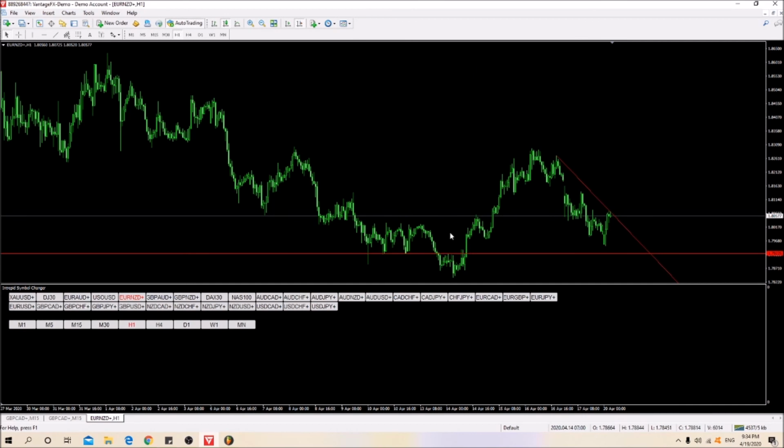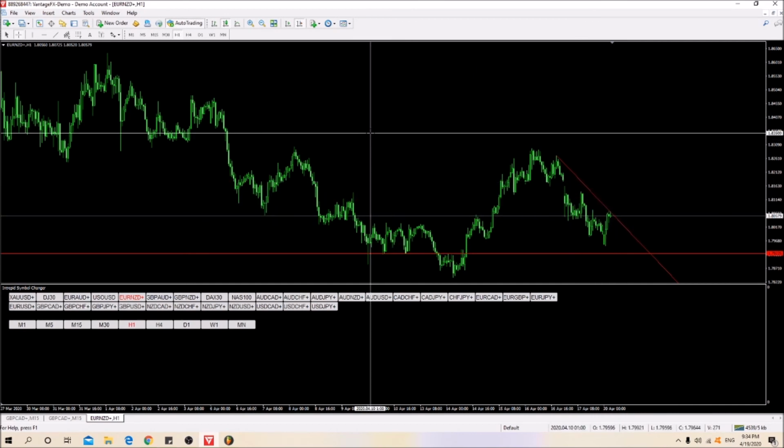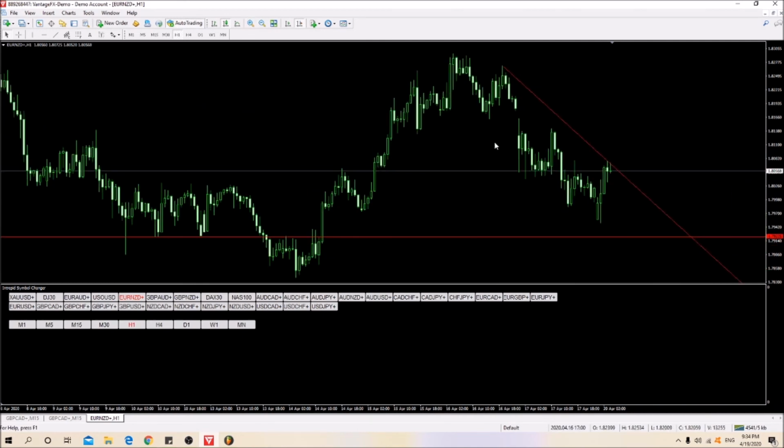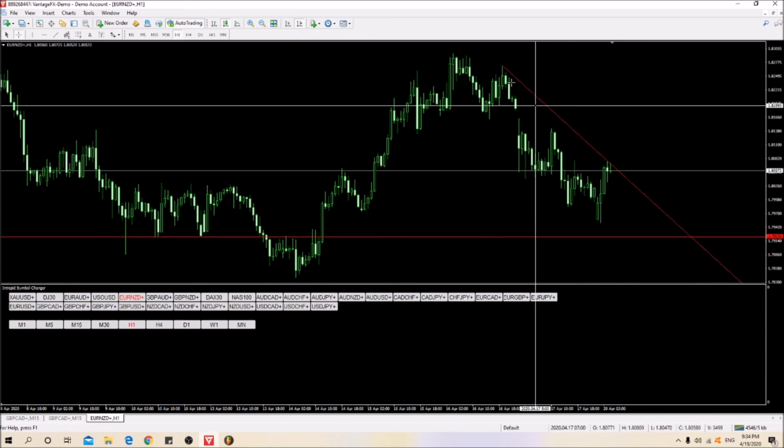How's it going, traders? So we do have our very first trend line trade. We are doing this for a week, by the way. This is our very first analysis. Right now it is April 19th. As you can see here, it's 9:34 p.m., and we have a valid trend line.